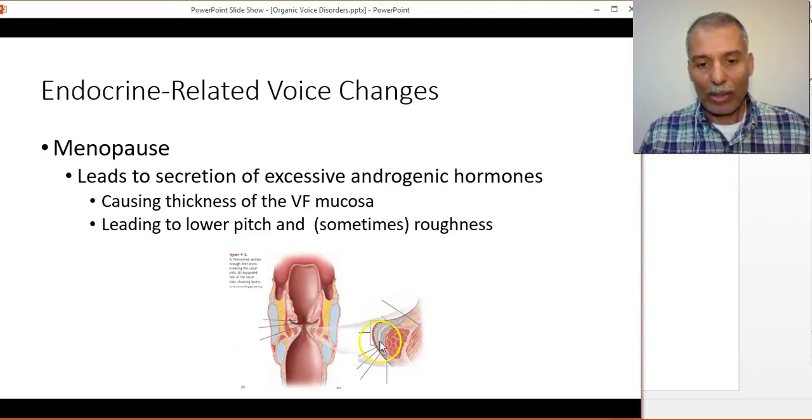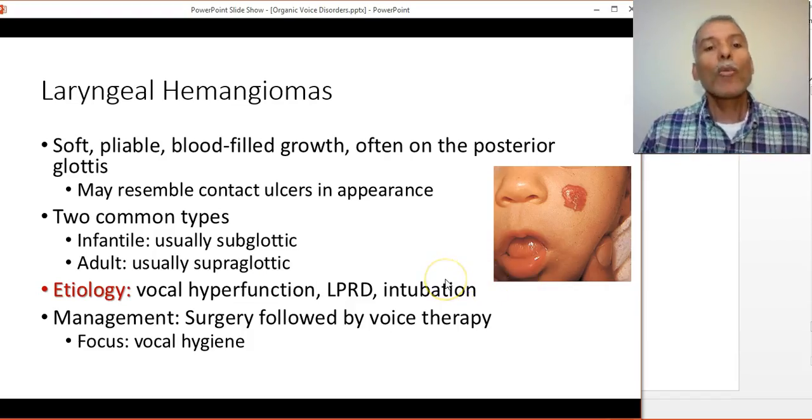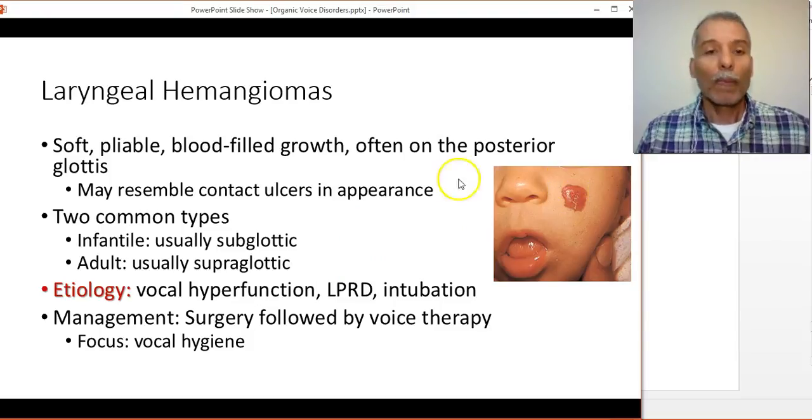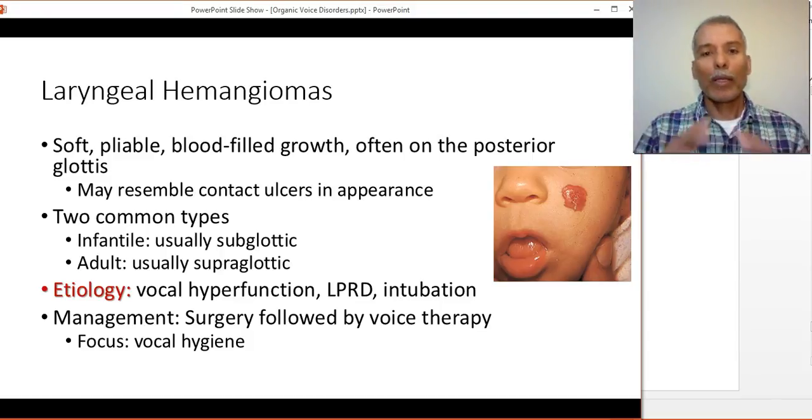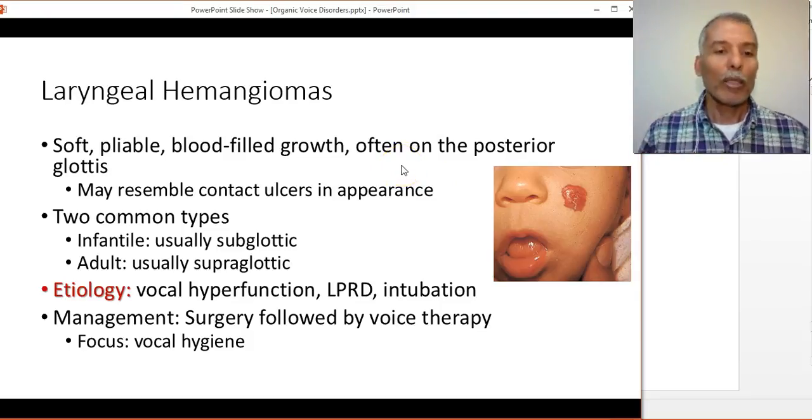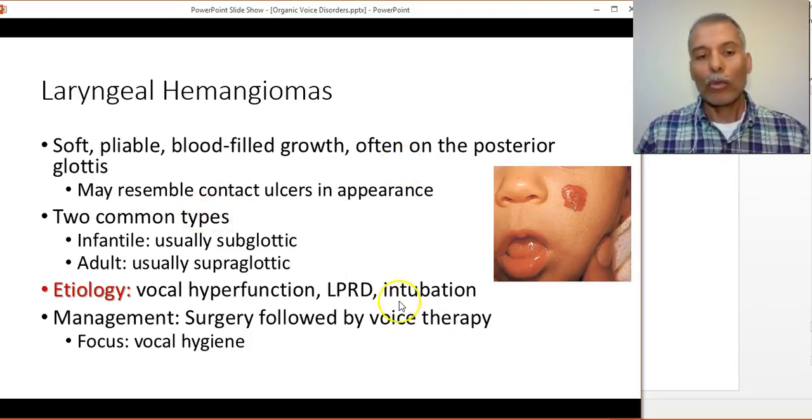So here's the site. Hemangiomas. Hema has to do with blood, and hemangiomas are little sites where there is an excessive number of blood vessels that come together, and they create that little mass that takes this color. Blood inside is trapped, and it could show as a birthmark. It could show anywhere in the body, basically, and we are, of course, going to focus on the one on the vocal folds. So it's a soft and pliable blood-filled growth, and it's often on the posterior glottis.